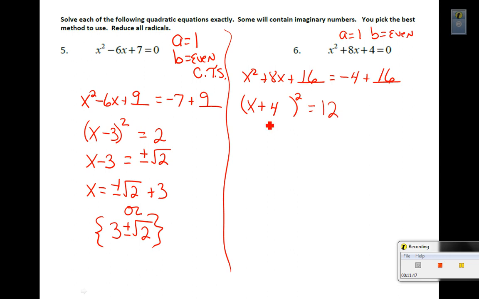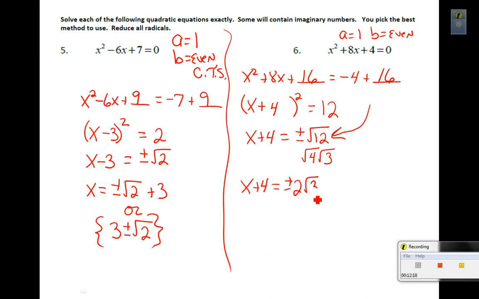Let me square root both sides. So I got x plus 4 equals positive or negative square root of 12. But when we can reduce a radical, we've got to reduce that. So I'm going to think of this as the square root of 4 times the square root of 3. So I now have x plus 4 equals positive or negative 2 radical 3. Square root of 4 was 2. Solve this for x, so x is going to be negative 4 plus or minus 2 radical 3.